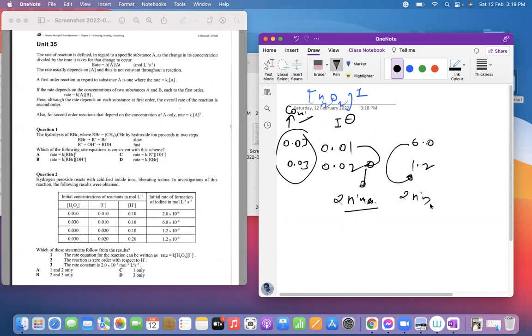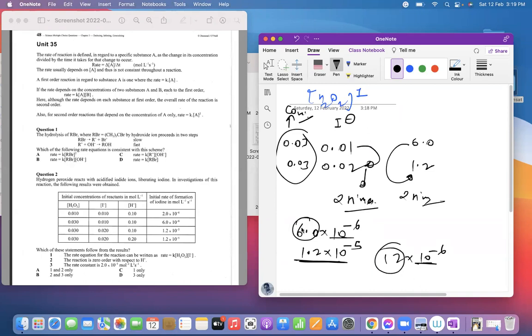I can tell you why. You can see the above data. This is 6.0 into 10 to the power minus 6, and this is 1.2 into 10 to the power minus 5. So you can write this one as well as 12 into 10 to the power minus 6. Now you can see minus 6 is common, and this is 6 to 12, which is 2 times. So this is 2 times, this is 2 times. Iodine is also first order kinetic.